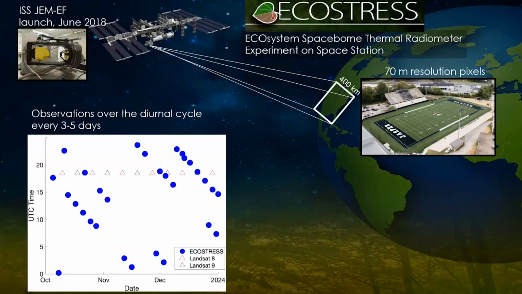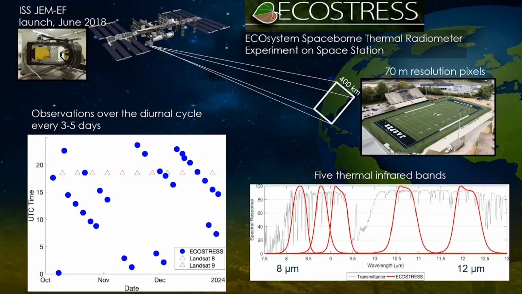Now, with the precessing orbit of the ISS, meaning it doesn't come over the same place on Earth every single day, like Landsat and ASTER, for example, this image shows the number of observations we get over a 3-month period over the diurnal cycle, which is shown in UTC time on the left y-axis here. So you can see that ECOSTRESS in blue captures a lot more observations than both Landsat 8 and 9, and also throughout the diurnal cycle, whereas Landsat only captures at a single time around the early morning overpass every day.